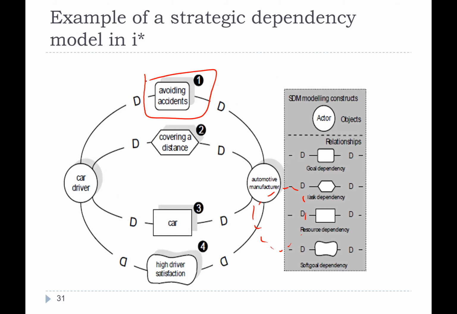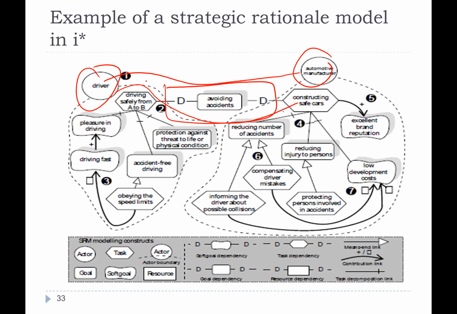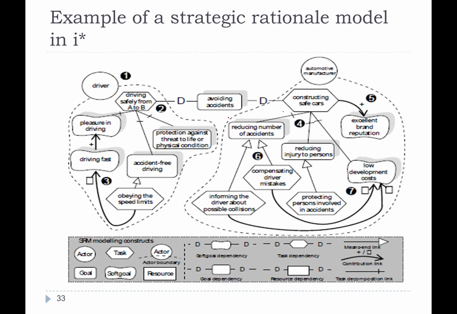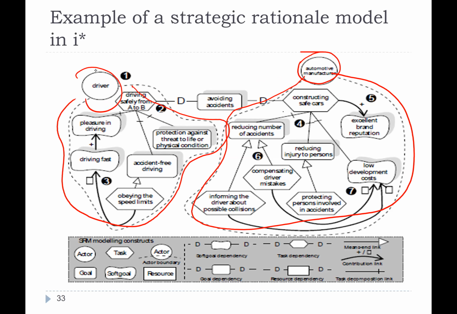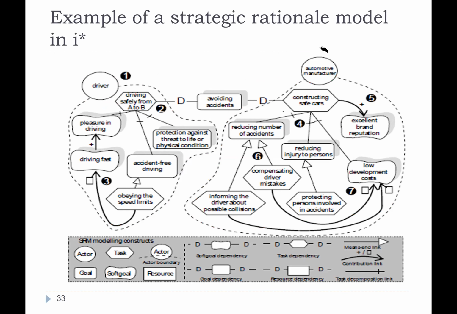It's the avoiding accidents thing, okay? Now, with the dependency, I'm gonna zoom in a little further. And this over here is the brain of the automotive manufacturer. This over here is the brain, the rationale of the driver, all right? So if we read this, the driver depends on the automotive manufacturer to avoid accident.